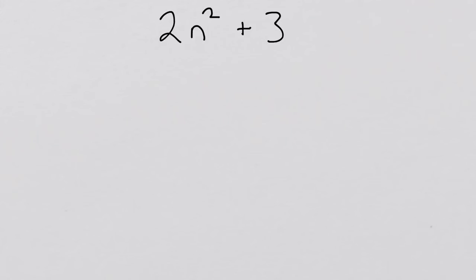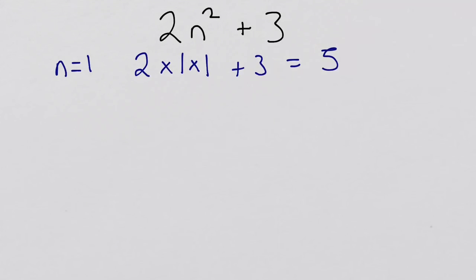Right, a grade C1, a really high grade C1, would include powers on the end. So let's try this one with 2n squared add 3. Now remember, n squared means n times n. So if we want to do the first term, so n is 1, we have to do 2 times 1 times 1 add 3. So 2 times 1 is 2, times 1 is still 2, add 3 is 5.